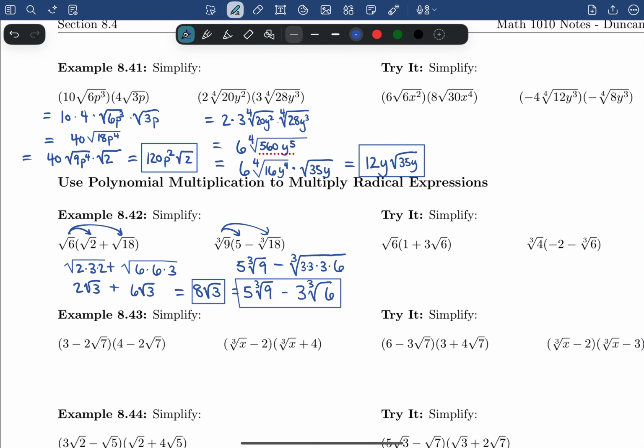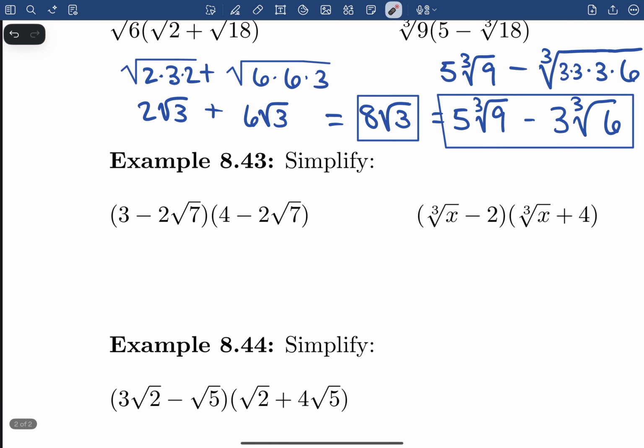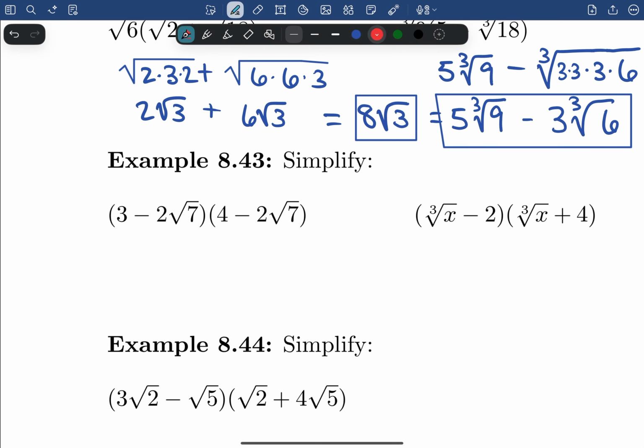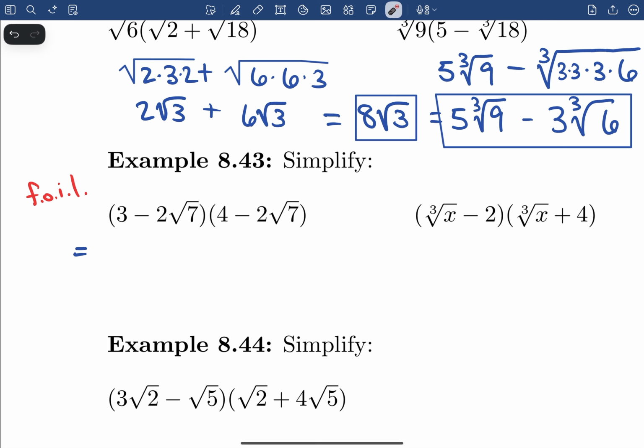All right. Let's try multiplying expressions with radicals in them, thinking of them as binomials, polynomials. So when we multiply a binomial times a binomial, we FOIL. And that's what we're going to do in this case. Again, we're going to FOIL, first, outer, inner, and last terms, just like we did back in the day. All right, so let's multiply the first terms together. 3 times 4, first terms of each binomial. 3 times 4, that's 12.